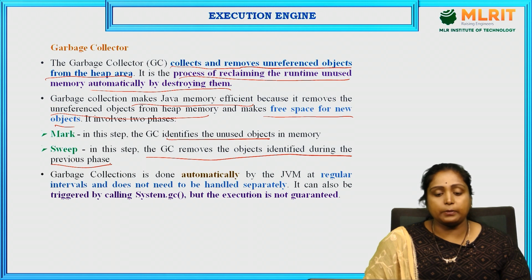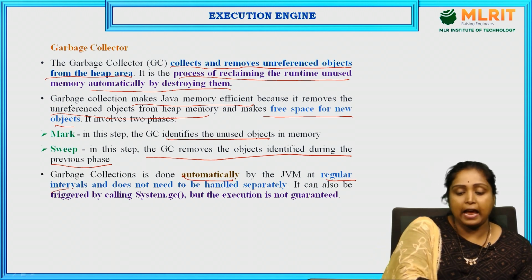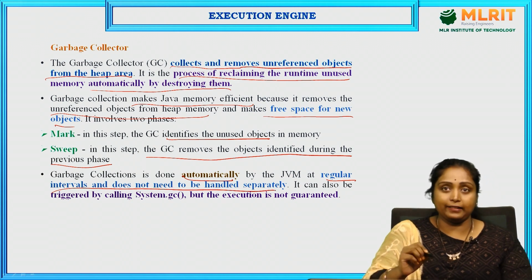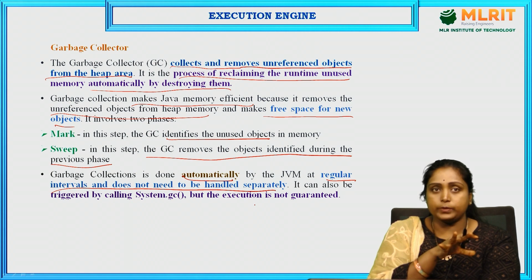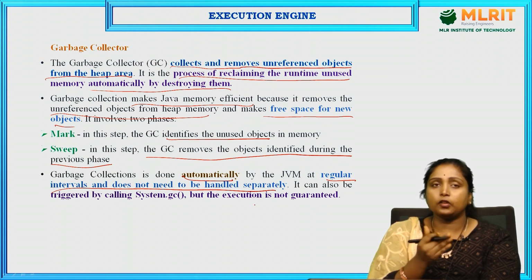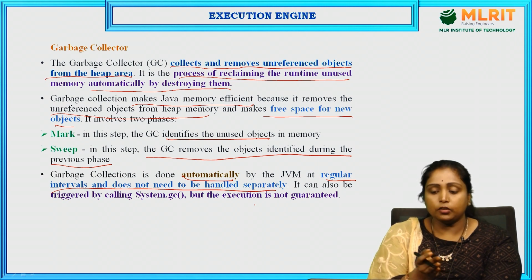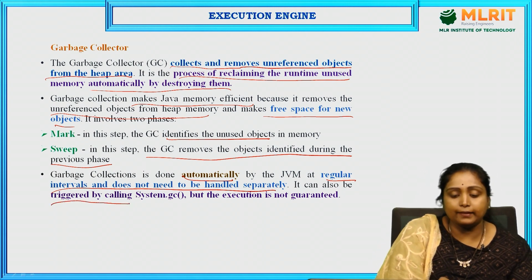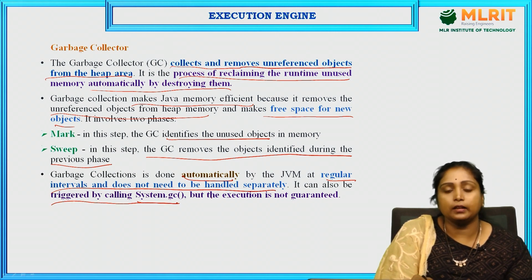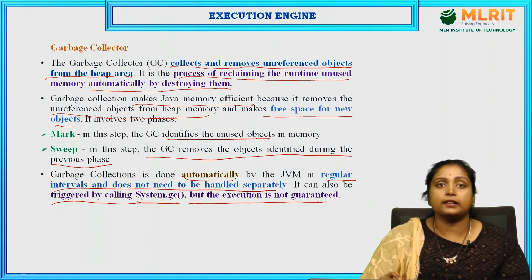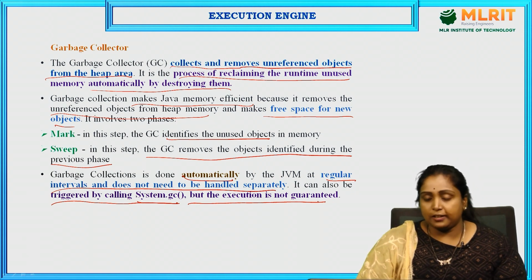The garbage collection is done automatically by the JVM at regular intervals and does not need to be handled separately. After allocating memory for a particular object, you need not deallocate it. It is automatically deallocated by the garbage collector. It can also be triggered by calling System.gc. The execution is not guaranteed, but you can also use this function to go with the garbage collector.